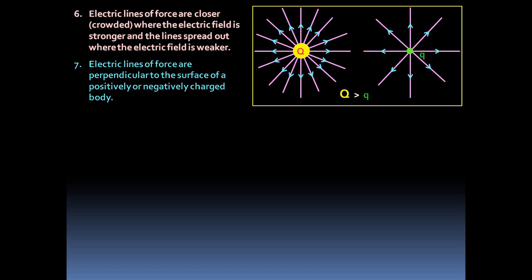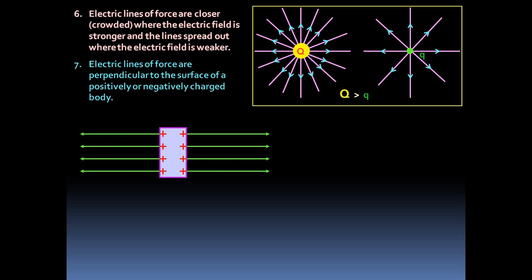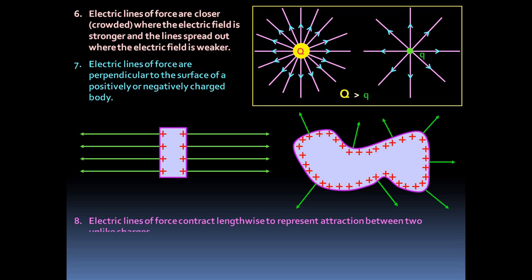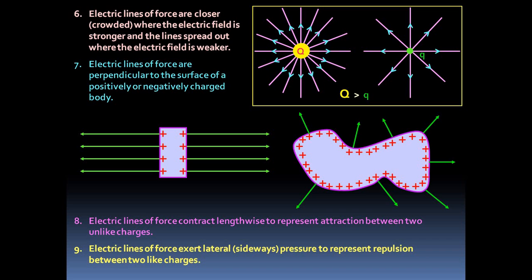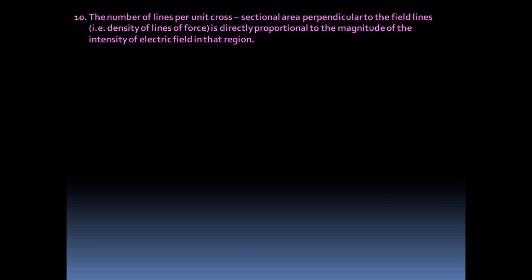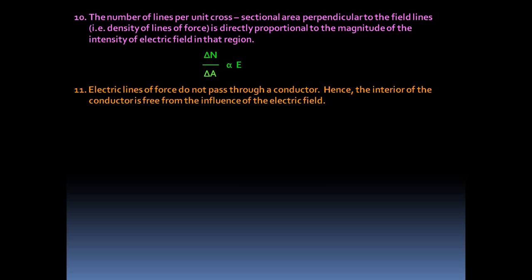Number 7, electric lines of force are perpendicular to the surface of a positively or negatively charged body. Always and always they will be perpendicular. Number 8, electric lines of force contract lengthwise to represent attraction between two unlike charges. Electric field lines exert sideways pressure to represent repulsion between two like charges. Number 9, the number of lines per unit cross-sectional area perpendicular to the field lines is directly proportional to the magnitude of the intensity of the electric field in that region. More crowding, more will be the electric field.